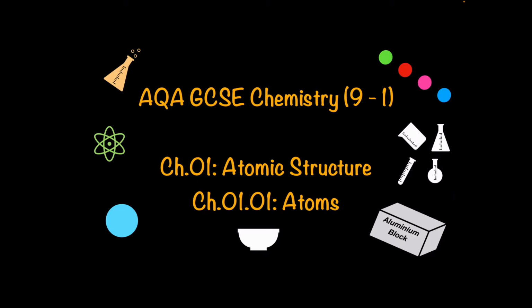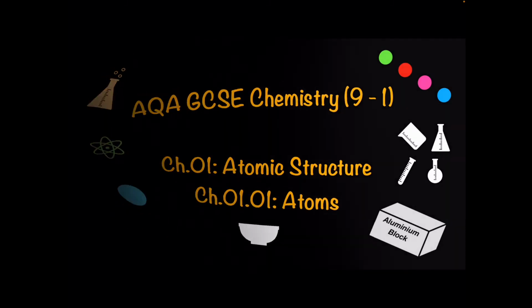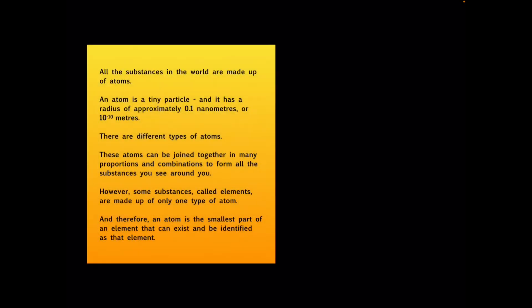Today we'll be looking at AQA GCSE Chemistry 9-1 syllabus, Chapter 1 Atomic Structure, Chapter 1.1 Atoms. Okay, so let's get into the first part of this video. Let's look at some key points first.